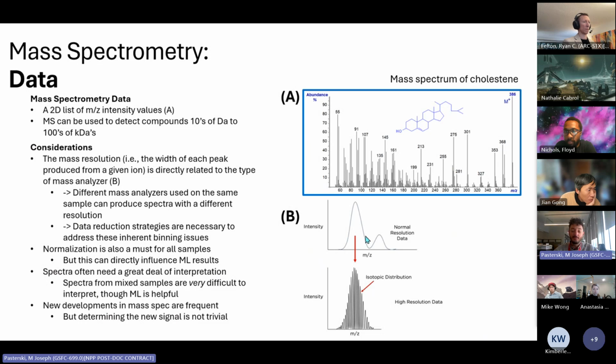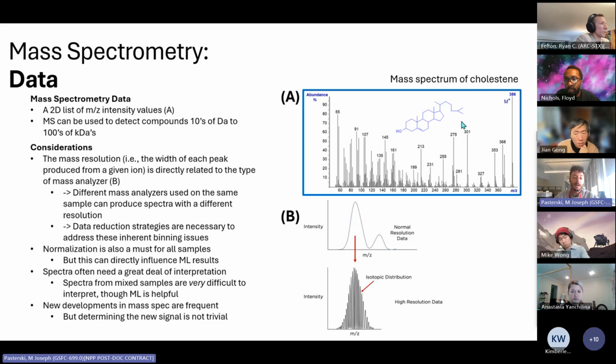So one type of instrument can produce a single peak, while another type of instrument can produce multiple peaks. And this type of comparison is non-trivial when you're doing machine learning, especially, and in comparative data analysis. So even within the same instrument, you can get these types of differences. So data reduction strategies are absolutely necessary.